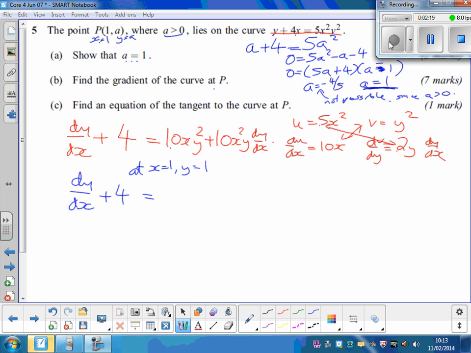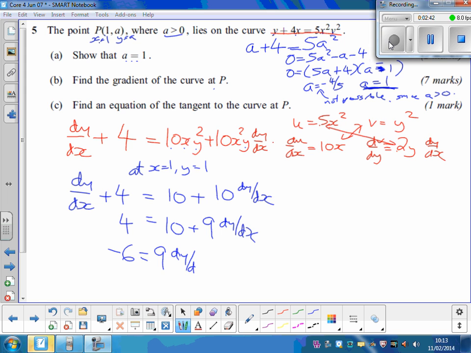And what do we got? We got 10 times 1 times 1, well that's 10. And 10 times 1 times 1 times 1, well that's just 10. So we've got that. Let's take dy by dx from both sides. Then we get 9 of them. And then take away 10 from both sides. So we get minus 6 here. Finally, divide both sides by 9. And so we get dy by dx is equal to minus 2/3. That was 7 marks there.